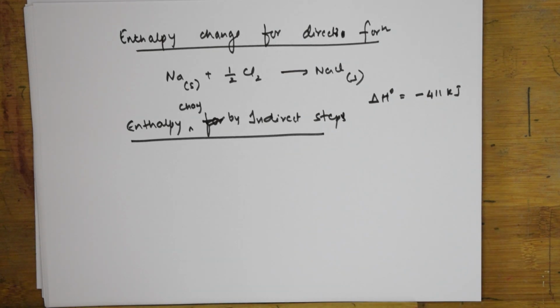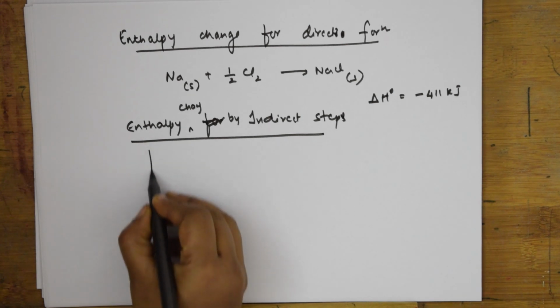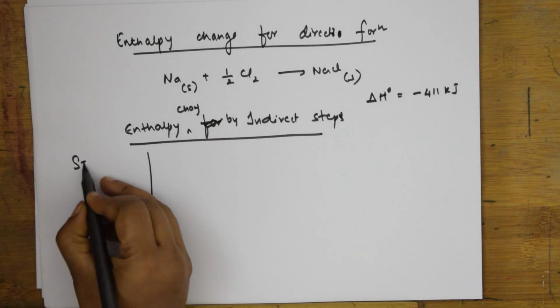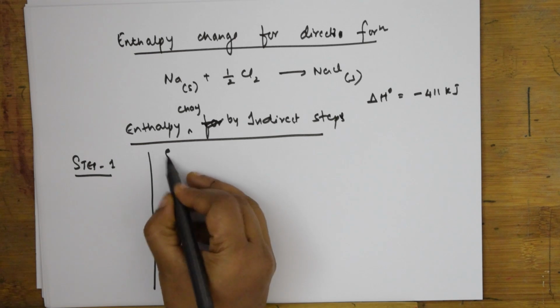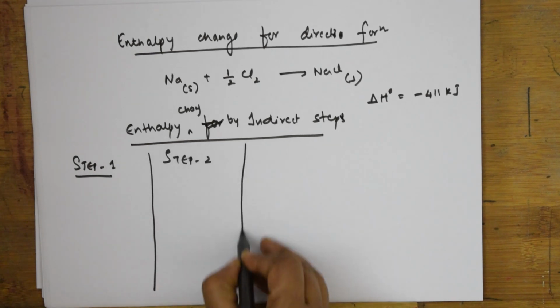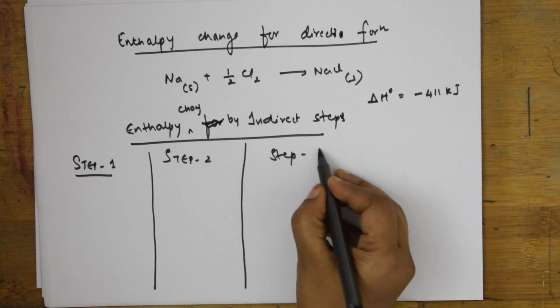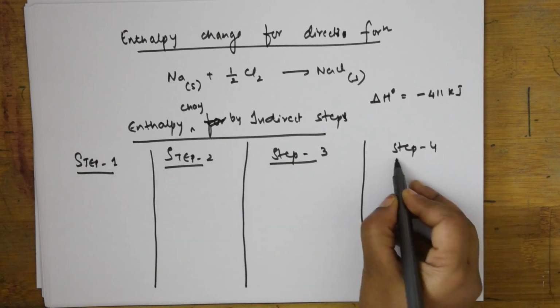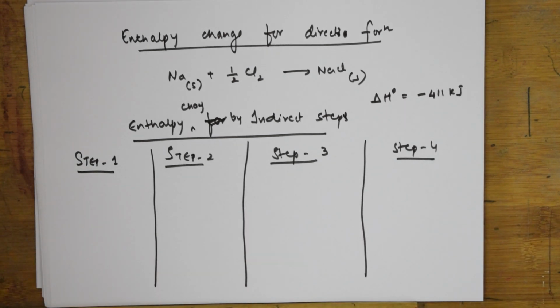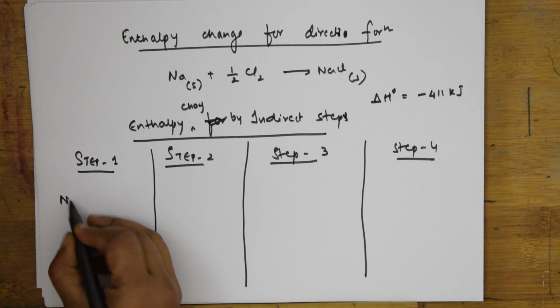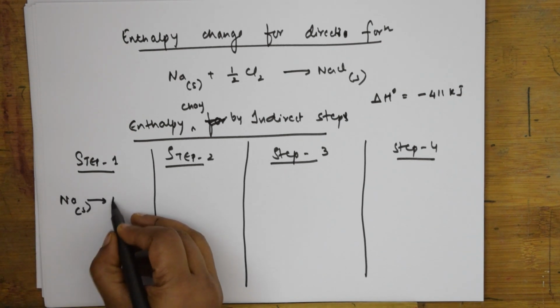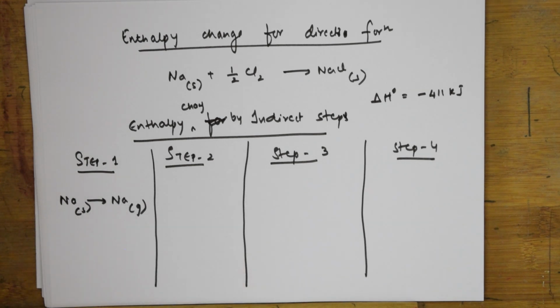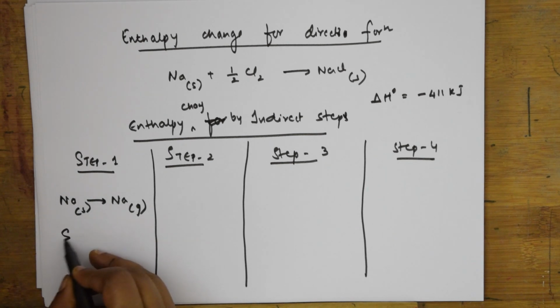Now what are the steps we have? We have 5 steps. Let us write step 1, step 2, step 3, step 4, and step 5. Now in step 1, what is happening? Sodium solid is getting converted into sodium gas. What is this called? This is nothing but conversion of sodium solid to gas. This process is called the sublimation process.